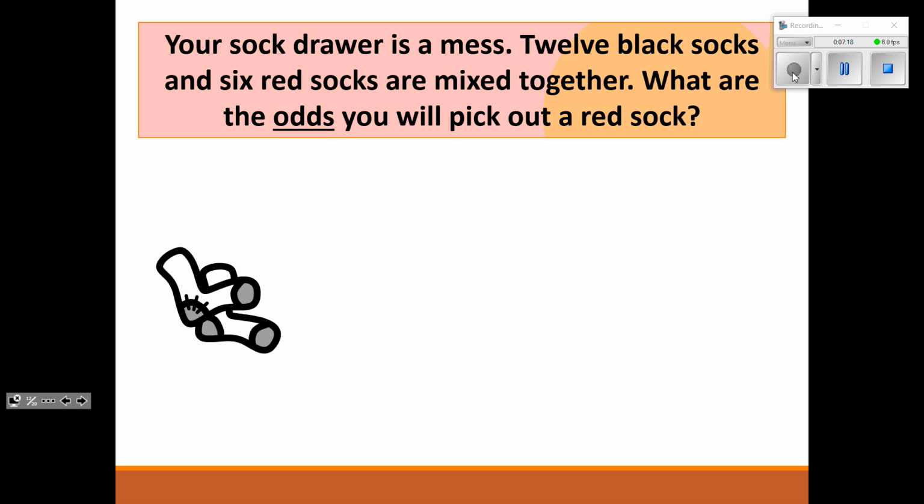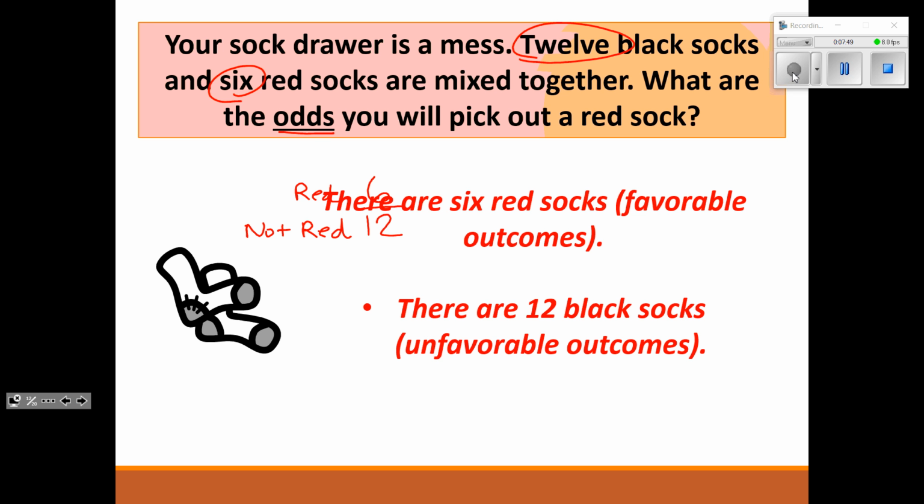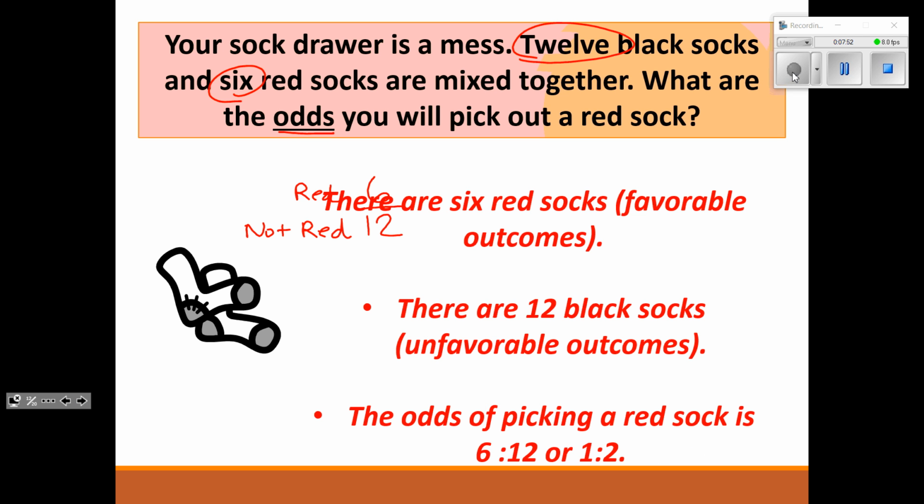Your sock drawer is a mess. Again, we have 12 black socks and 6 red socks, so we have the same scenario we had before, but this time it says, what are the odds you will pick out a red sock? On top, how many are red? What are the favorable outcomes? There were 6 red. And on the bottom, what are the unfavorable outcomes? There were 12 that are not red. So these are the red. These are the not red. Favorable, not favorable. So it is 6 to 12, and 6 to 12 can be simplified to 1 to 2.